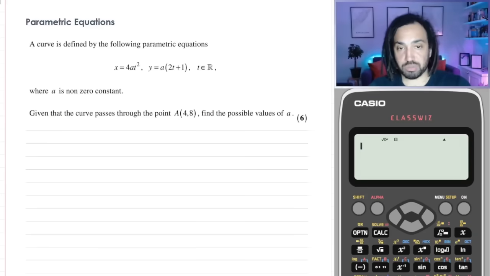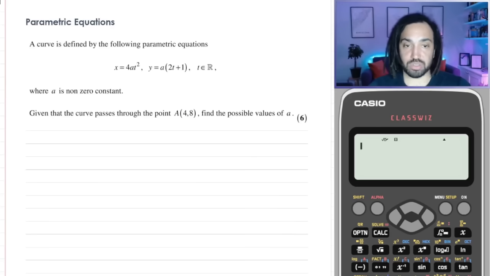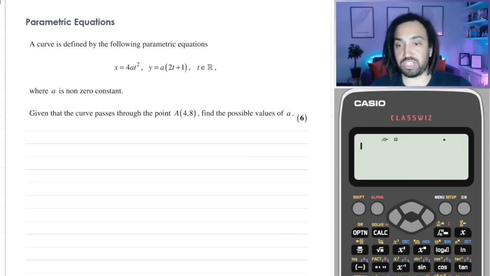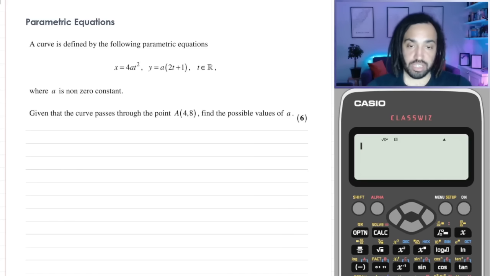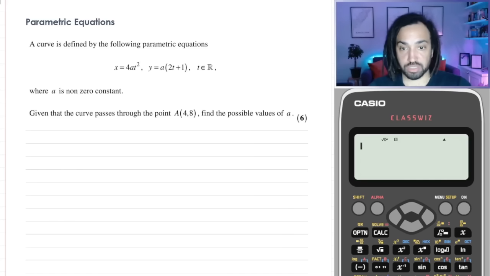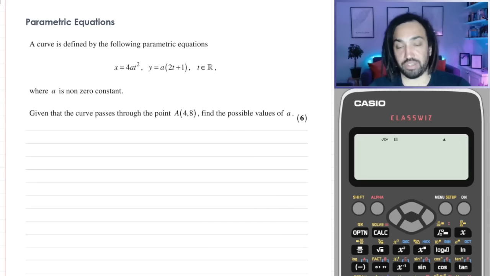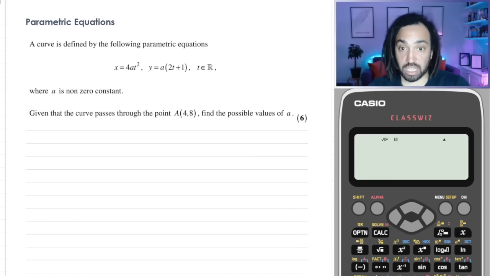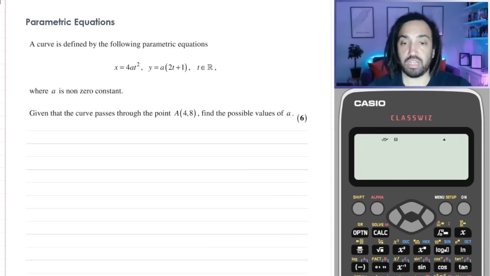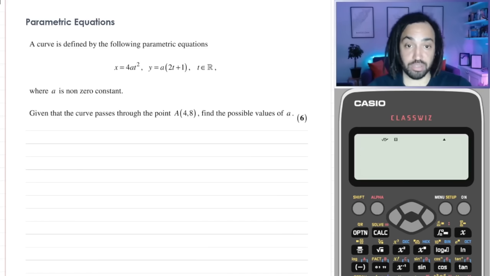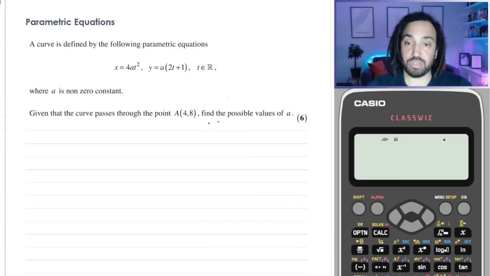Okay, parametric equations, we've got the x, we've got the y, we've got a as a non-zero constant. It says given that the curve passes through the point A, which is (4, 8), find the possible values of a. Okay, so because the curve passes through this point, it means there must be a t value which this point represents. At that particular t value, you sub it in here, you get x is 4. You sub it in here, you get y is 8. So let's go and find that t value.